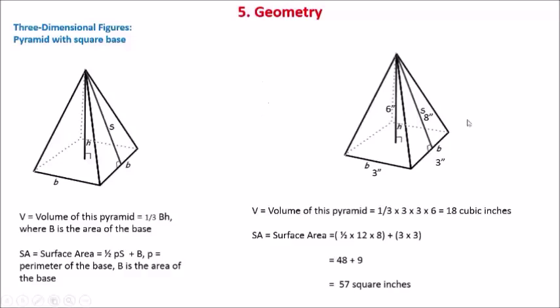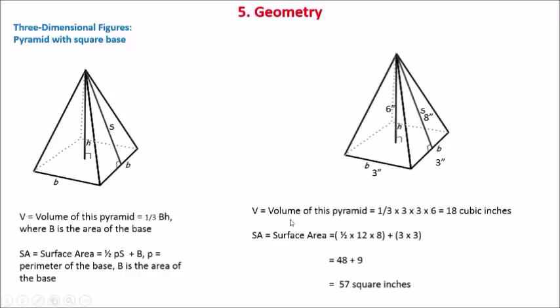So let's say we've got a pyramid, the slanting height is exactly 8 inches. The base is a square with 3-inch sides, right? Every side is 3 inches. The height H is exactly 6 inches, okay? So then the volume of this pyramid is 1/3 the base area. What is the base area? It's a square. So 3 times 3, right? That's the area of the square, times the height, which is exactly 6, okay?